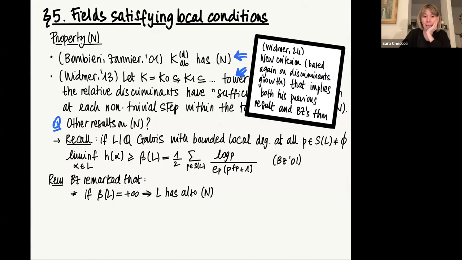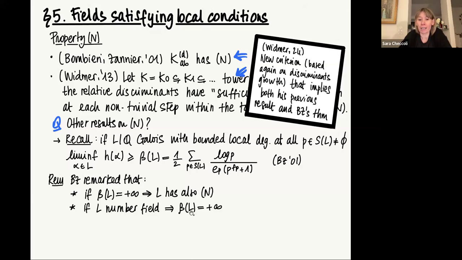Right after stating this theorem, Bombieri and Zannier made some remarks. The first remark is that this sum here might be infinite, because if the local degrees are bounded at all primes, why not? This sum could be infinite. But if this sum is divergent, then the field L also has the Northcott property. This is essentially Bolzano-Weierstrass. This liminf could not be found otherwise. And they also remark that if you have a number field, then the sum is divergent here.